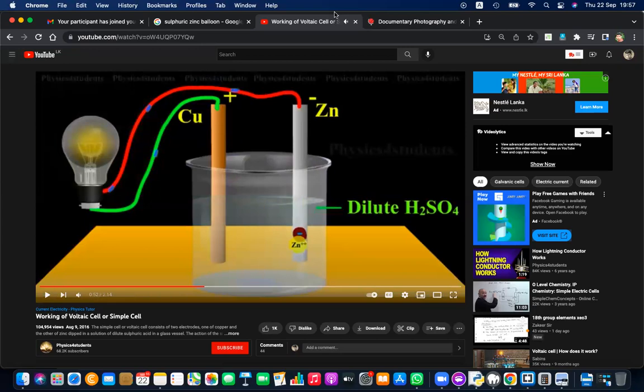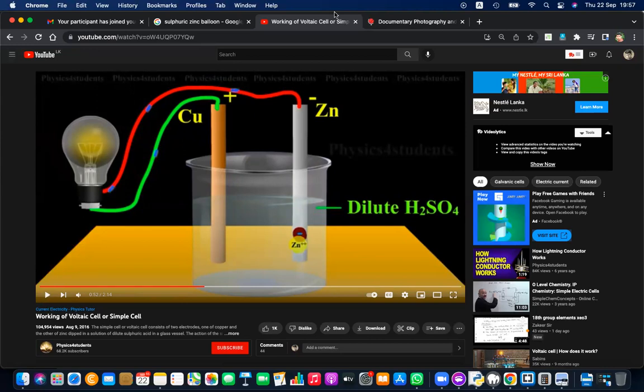Okay, one thing I would like to ask from you. Which side will electrons move? From zinc to copper or copper to zinc? Electrons will flow from zinc to copper or copper to zinc?